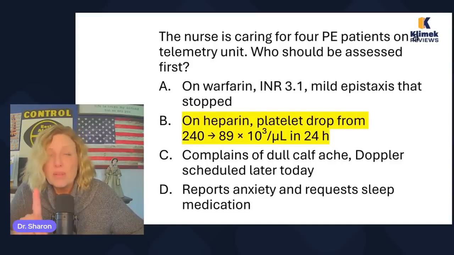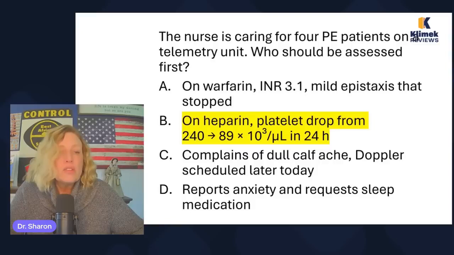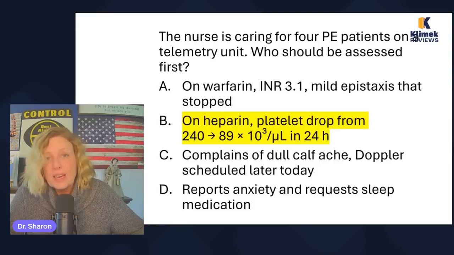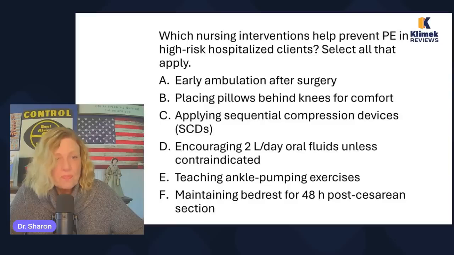Thrombocytopenia, that vocabulary word means low platelets. Normal platelet count is 150 to 400. Okay, 150 to 400. So it went from normal, 240, to 89, which is quite low.